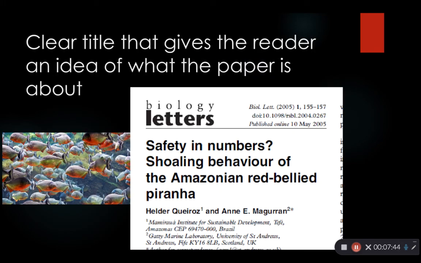All right. Now, here's another title. This is the paper that I asked you to read that I posted in the online classroom. So this title, Safety in Numbers, Shoaling Behavior of the Amazonian Red-Bellied Piranha. So that gives you some information about whether forming shoals or large groups in this fish actually provides some safety, or at least a feeling of safety amongst the fish. So if you're interested in that, you will read on.